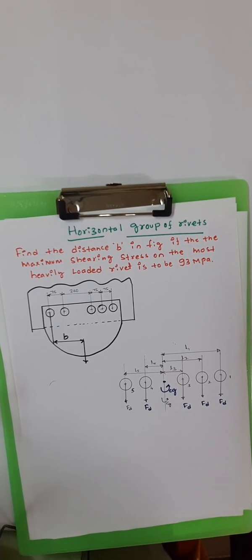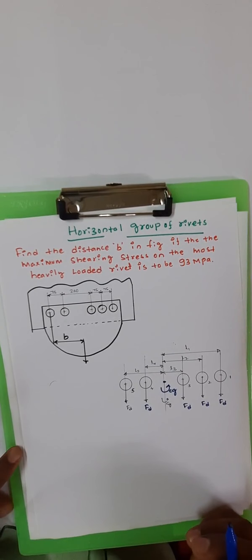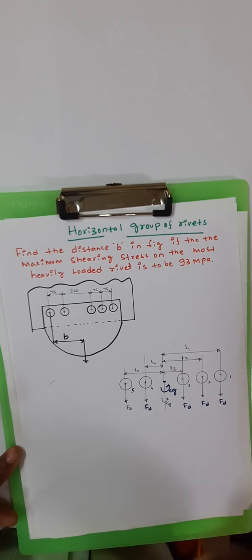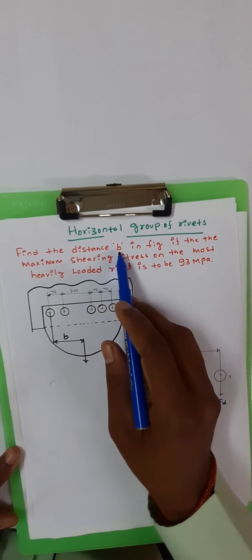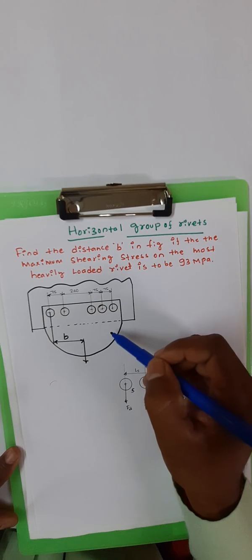Okay, next we will solve some of the problems which are based on the horizontal group of rivets. First, let us understand the given problem. Find the maximum distance B in the figure. This is the given figure.